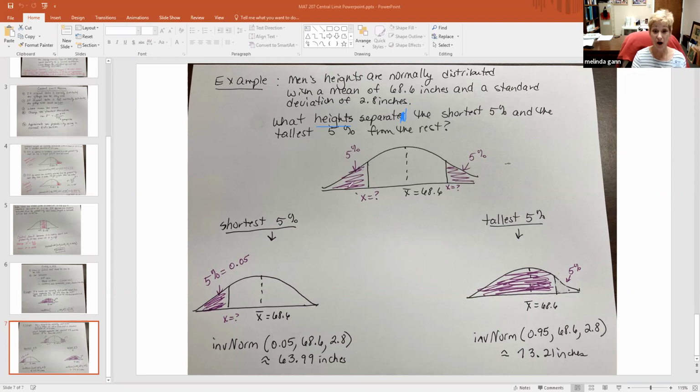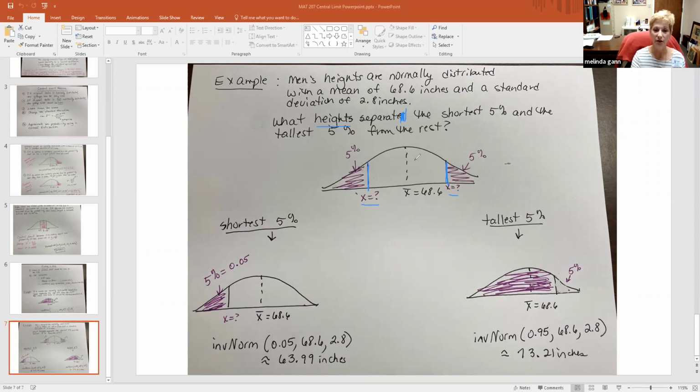So first thing you do is draw your picture. Remember, boom. But now look what is unusual. I want to know what heights separate the shortest 5%, that'd be over here, from the rest, and the tallest 5% from the rest. So does it make sense why the tallest 5% would be up here way above average and the shortest 5% would be down here way below average? So I want to know what's this height and what's that height. I mean, is it 56 inches? Is it 62? I know it's smaller than 68.6. I know this one's more than 68.6.